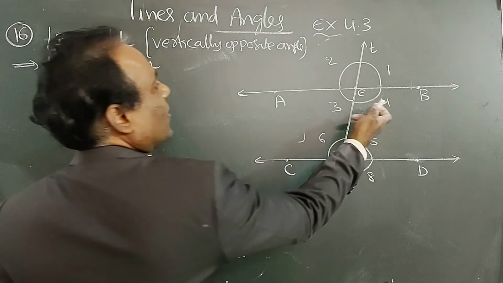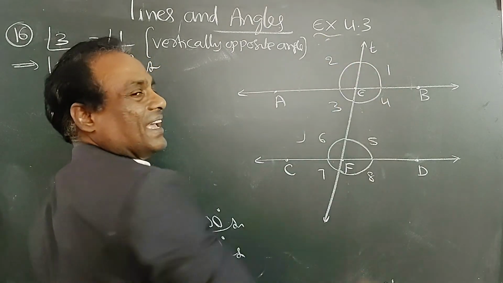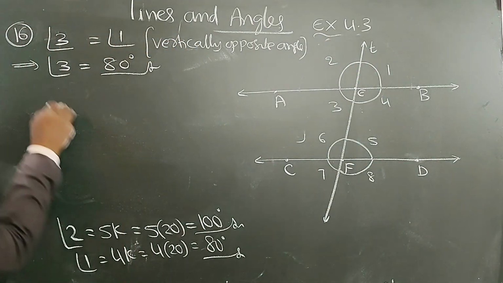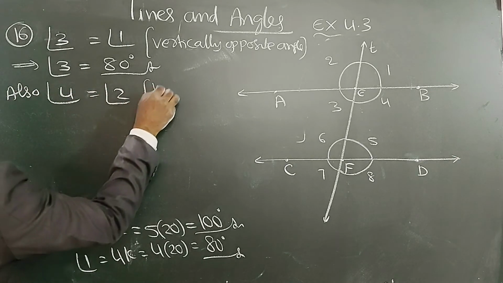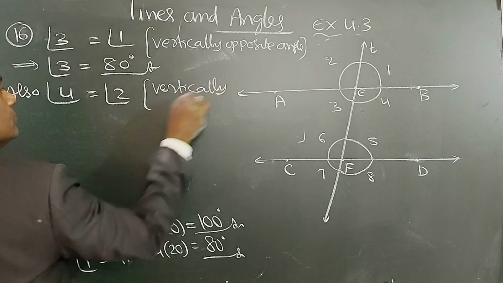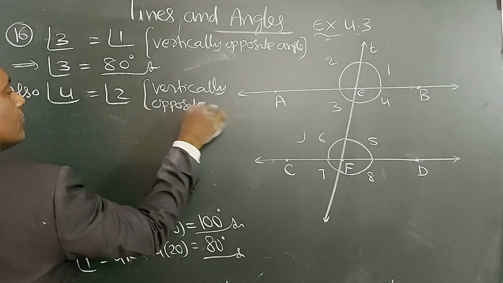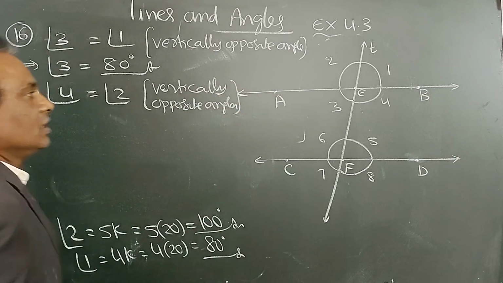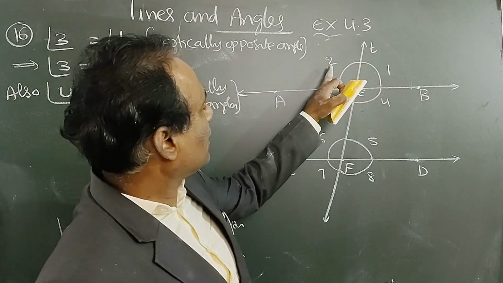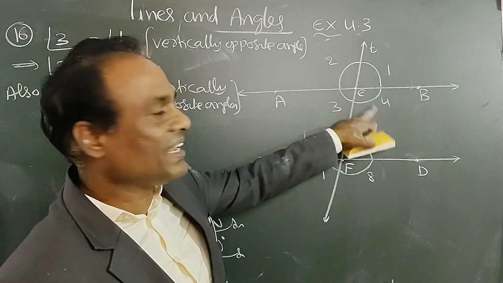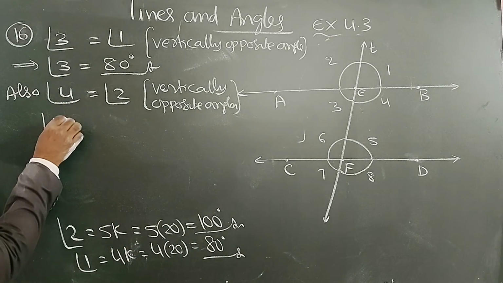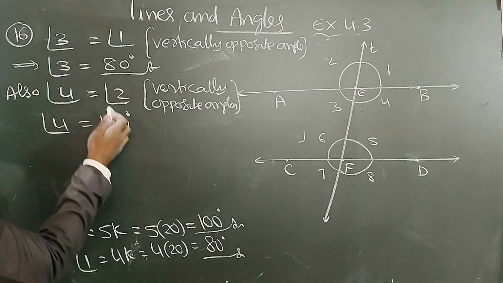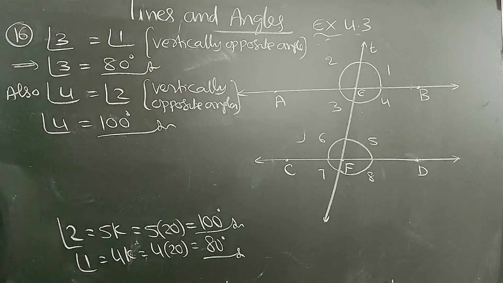Now students, angle 4 is equal to angle 2, vertically opposite angles. Angle 2 is 100, so angle 4 is also 100. We got angle 4 also. Next.